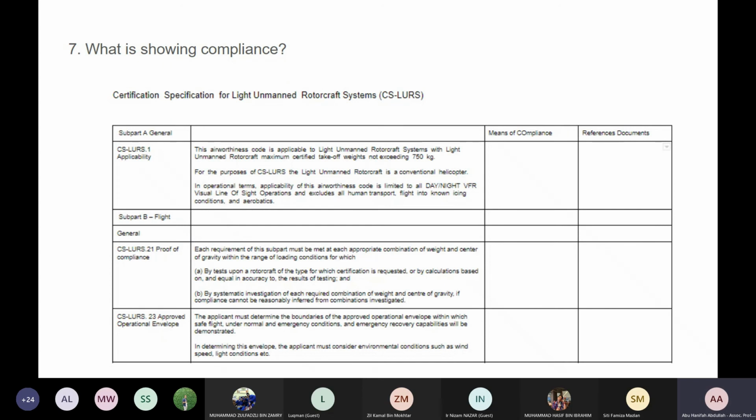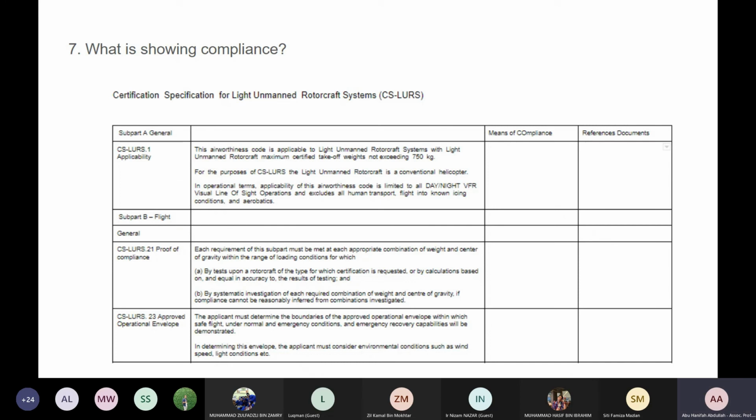I use LURS, like the main rotorcraft system. You can see at the top, the left side is where I put in the clause, the paragraph of the requirement, and then the explanation of the requirement, and the next column will be the means of compliance, how to show compliance, and the reference document or the report showing compliance.